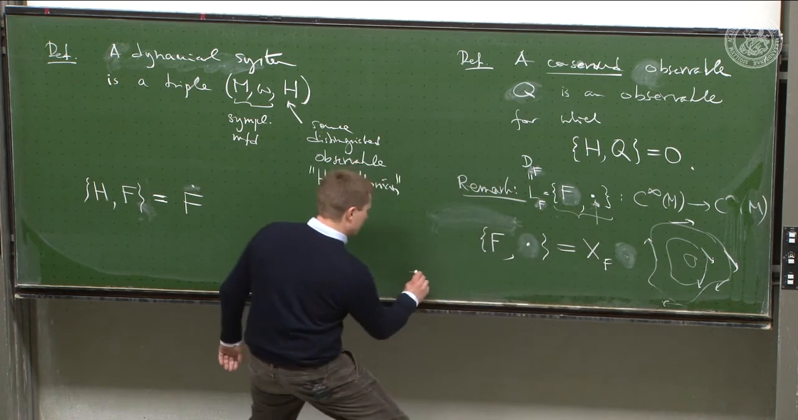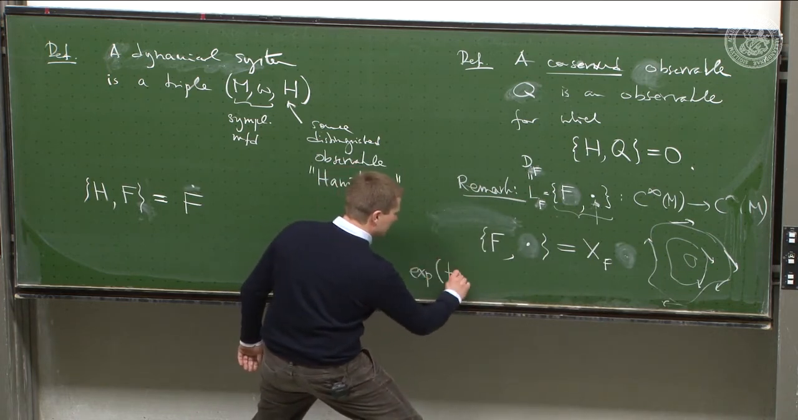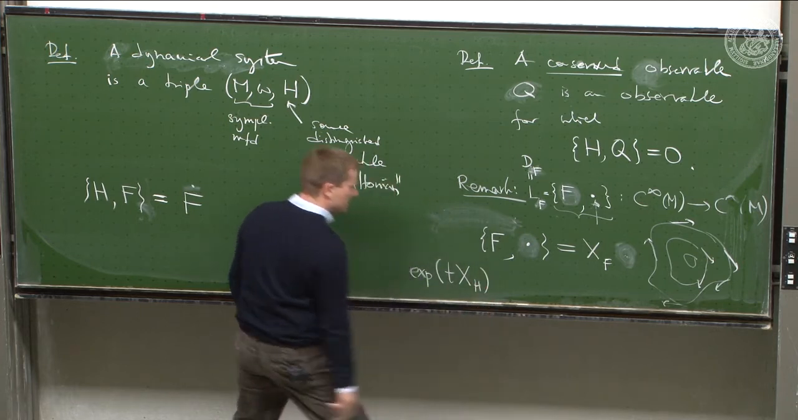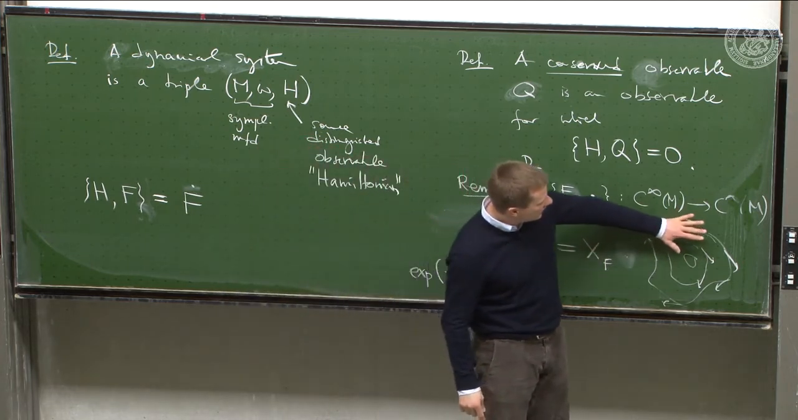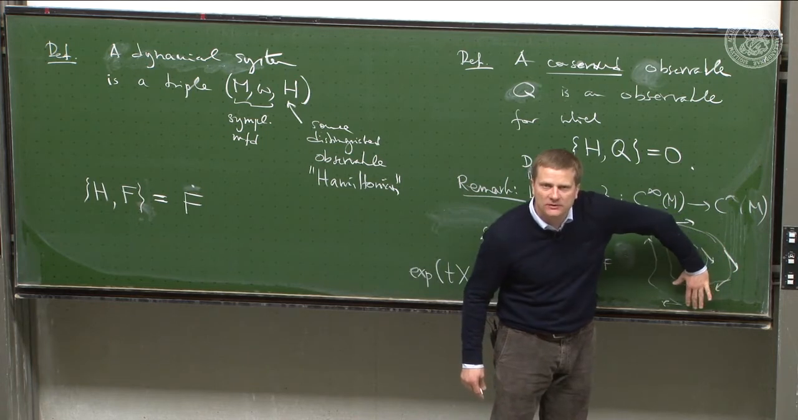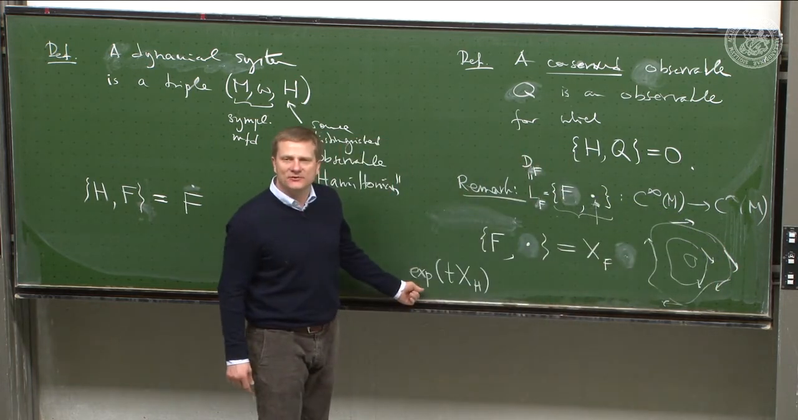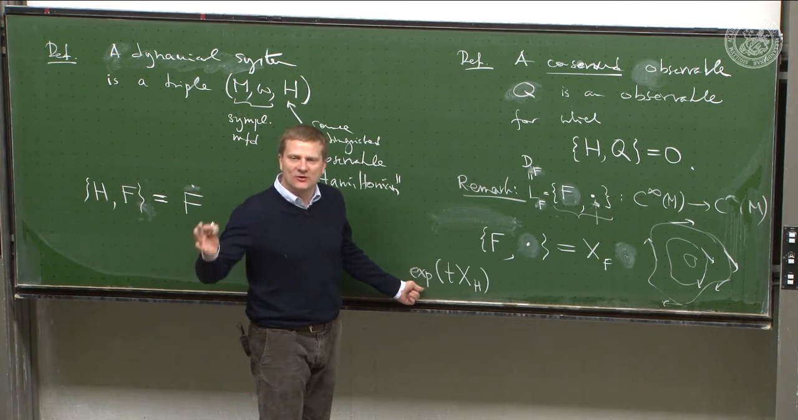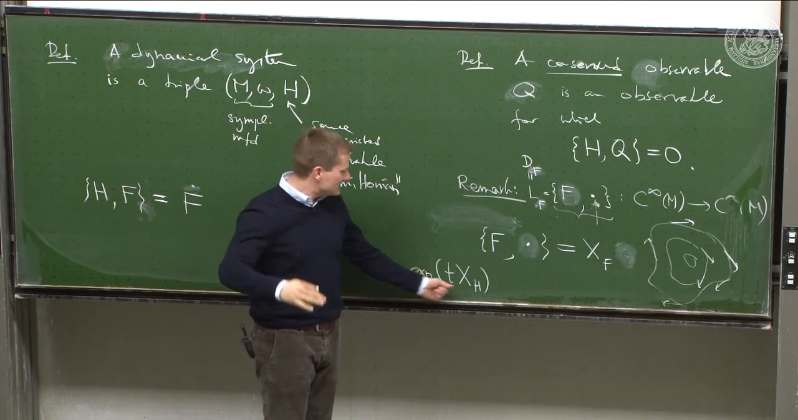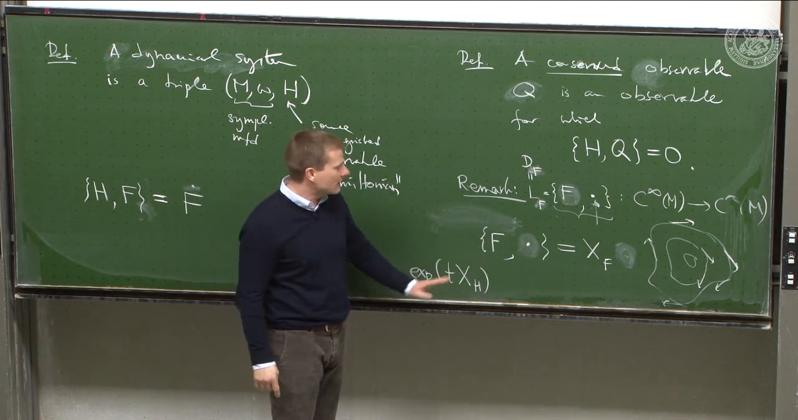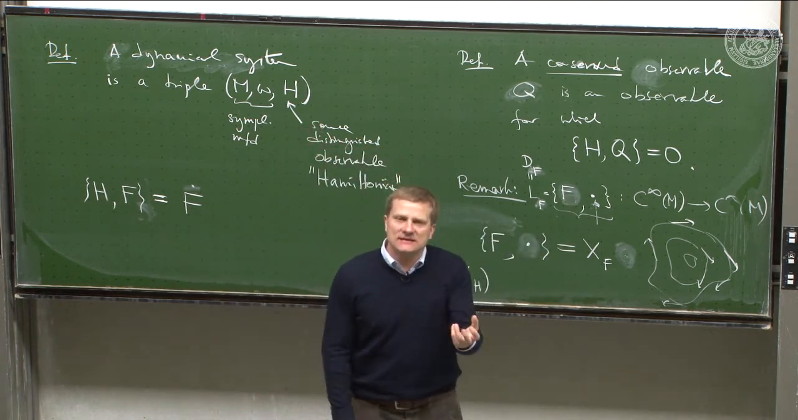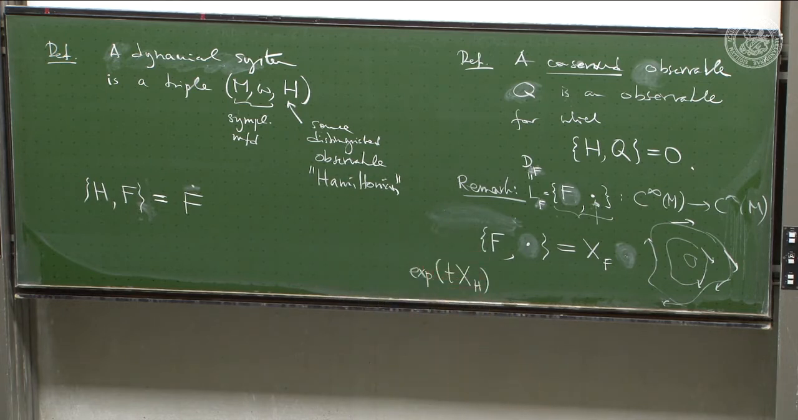And now it's totally clear why exp of t X_H, that's the flow as you flow along the Hamiltonian vector field of the Hamiltonian. We could also say it's the time development operator. Right? It tells you how the system moves. Isn't that crystal clear from this picture? Okay. Anyway, so the Hamiltonian vector field is not an abstract thing, it's something extremely concrete. Questions so far? So this is the short version of classical mechanics in terms of this geometry.